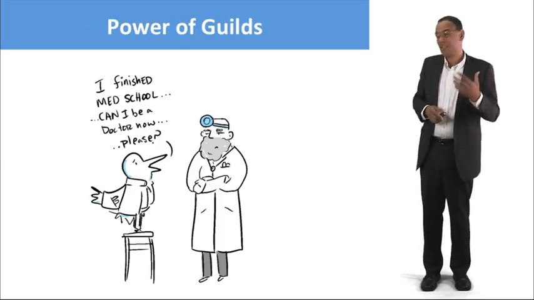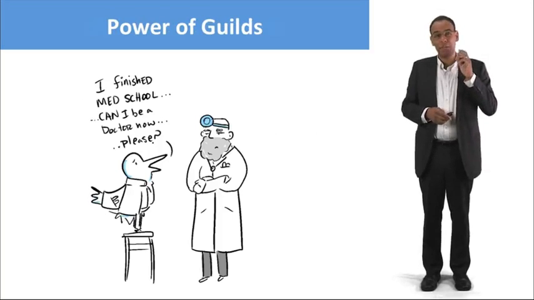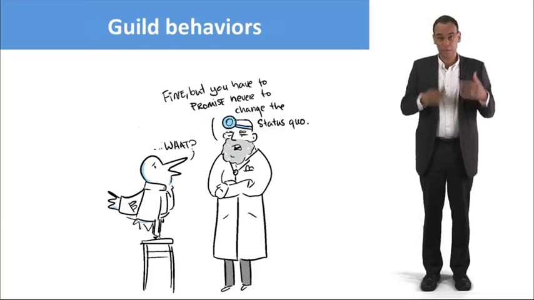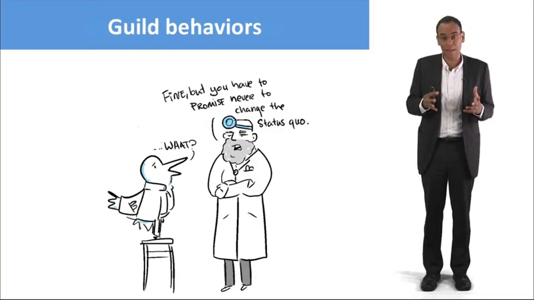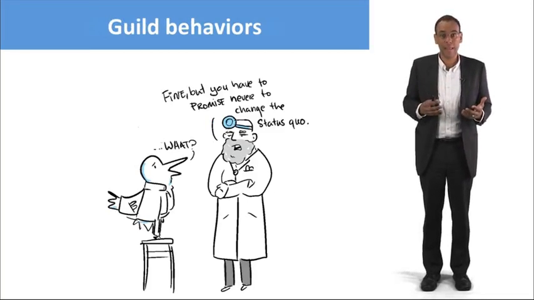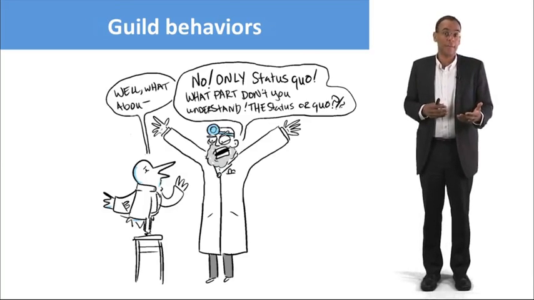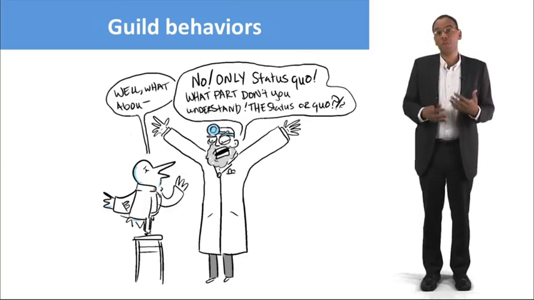And as you can imagine, this does not really lend itself to innovation. That is, it does not push innovation to happen, because what the guild wants to do is keep things the way they are. And by keeping things the way they are, they're able to maintain that power. Of course, there are going to be innovations, but the innovations are going to come in much more slowly.